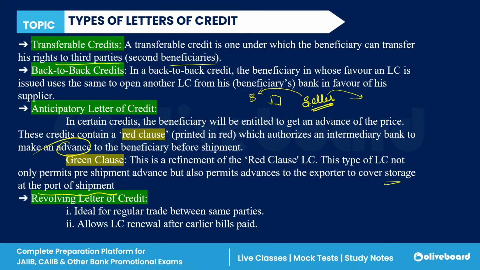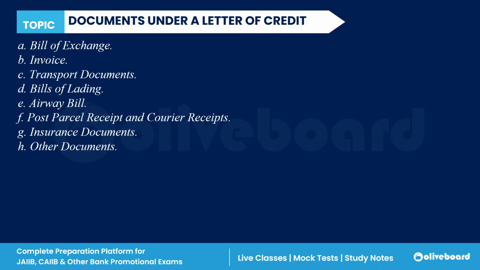Revolving letter of credit means when there is a regular trade between the same parties, you don't have to issue a new letter of credit every time. The same letter of credit can be revolved in the transactions. You just have to renew the terms and conditions in the same letter of credit. Clear? So these are the different types of letter of credit.